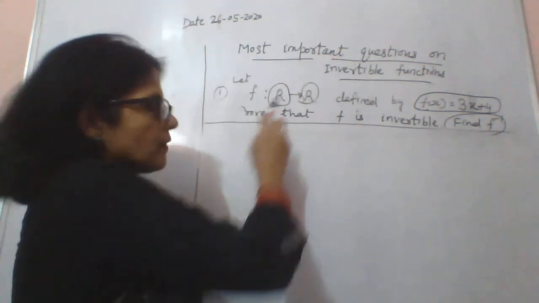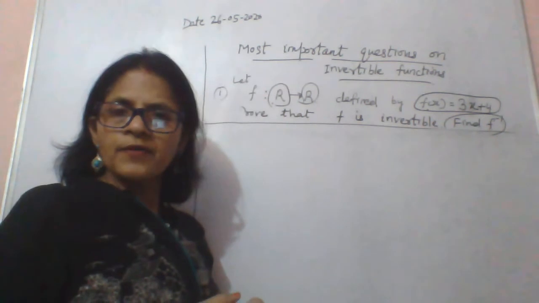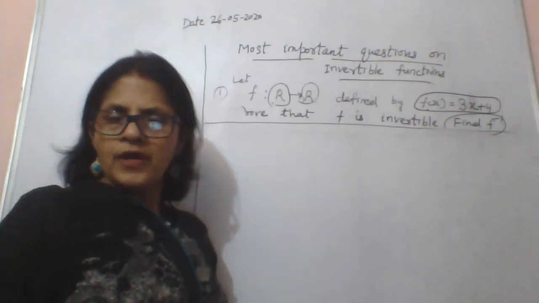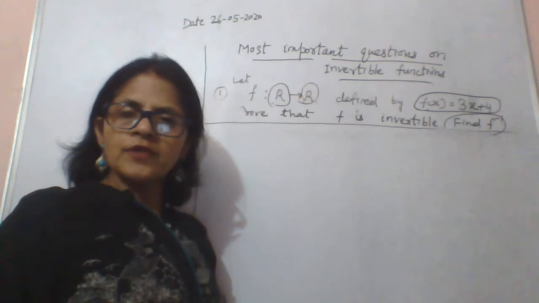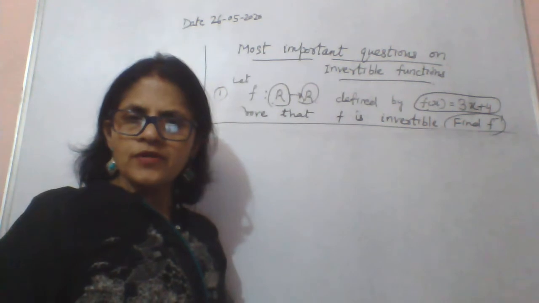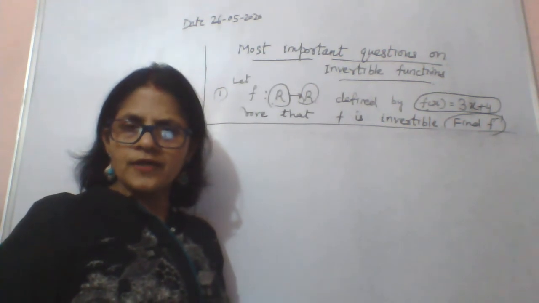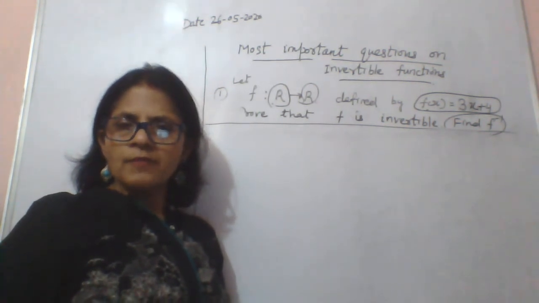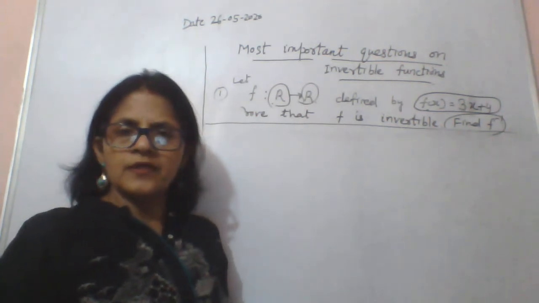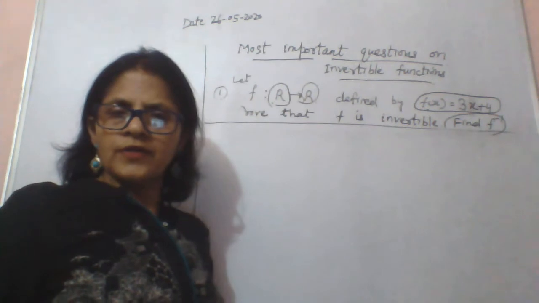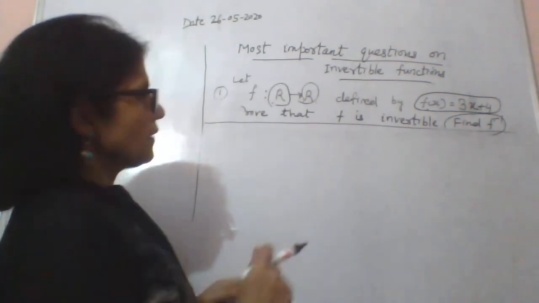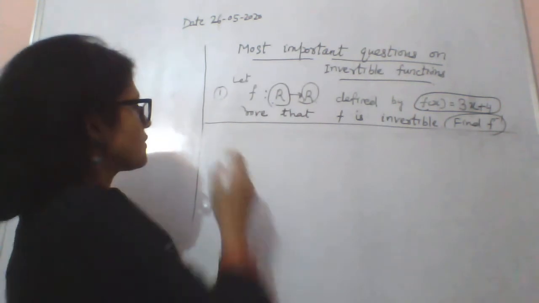I have taken the first question, which is a very simple one. It is a linear function, and I will show you how to find f inverse by using both methods. The first method uses the concept of a bijective function directly, and the second method uses composition of functions. You are free to take either of the two methods. First, I will show you how to do it by the first method.